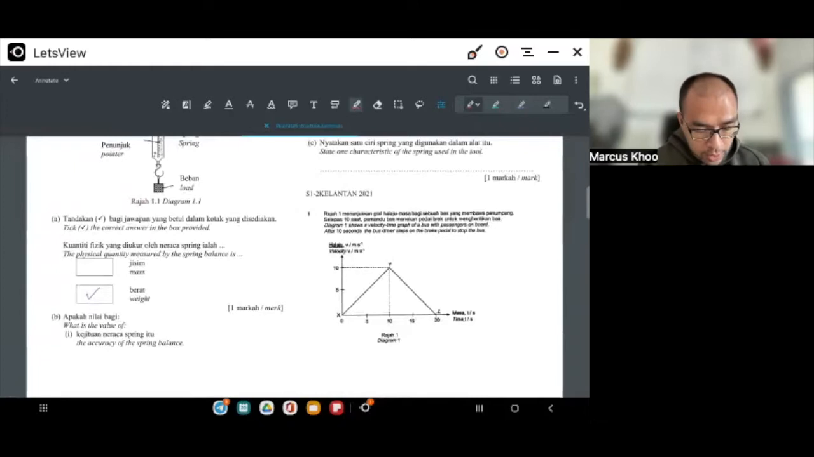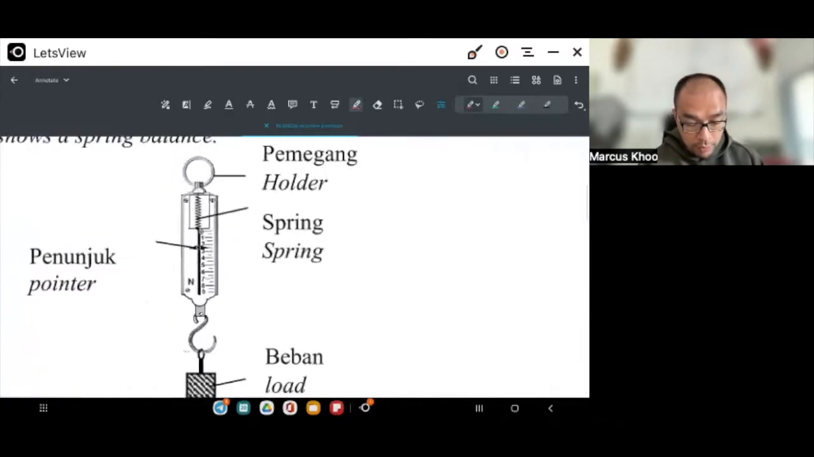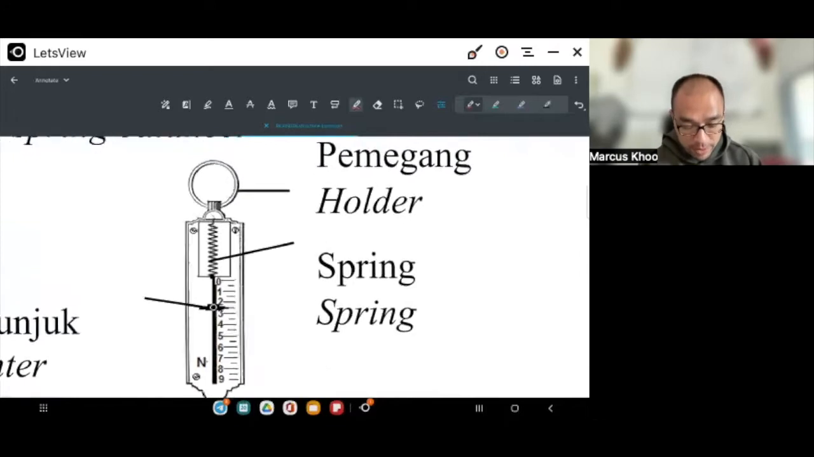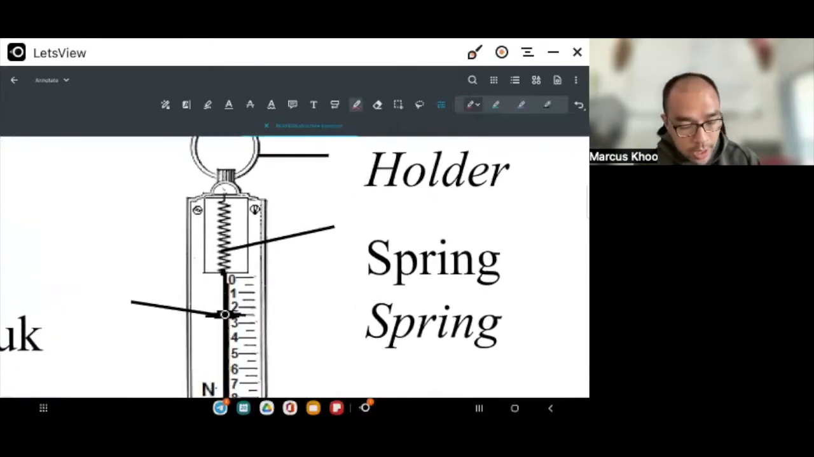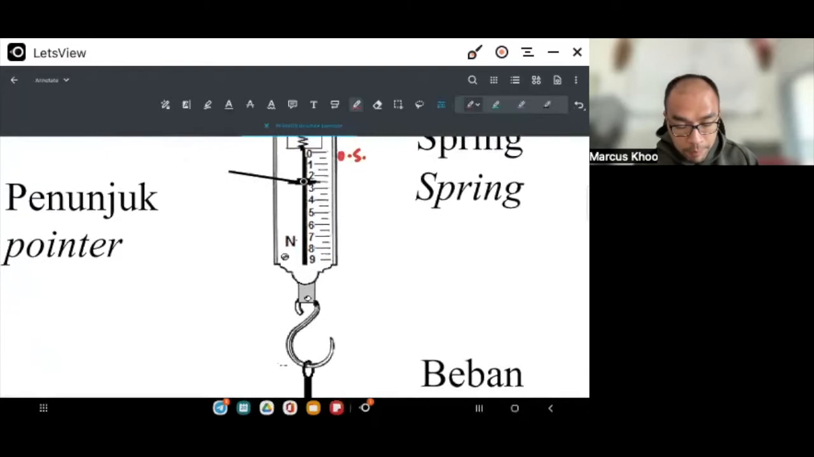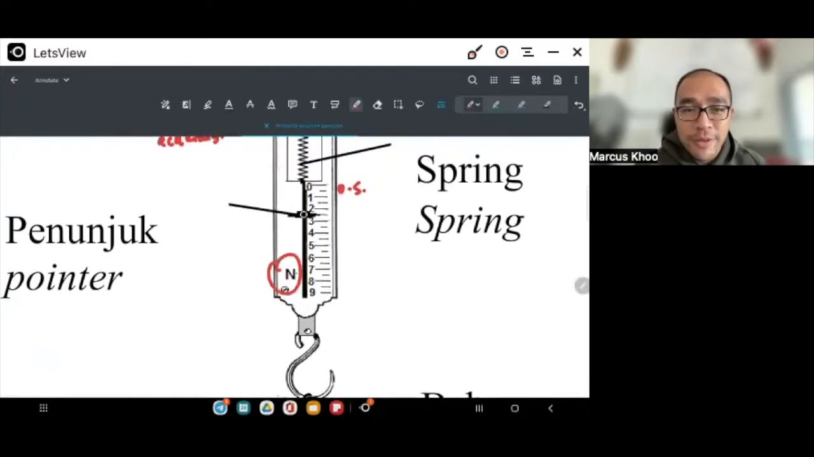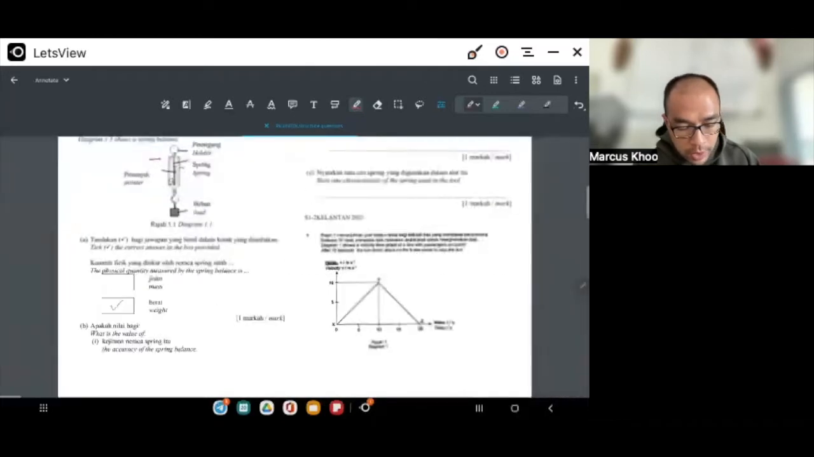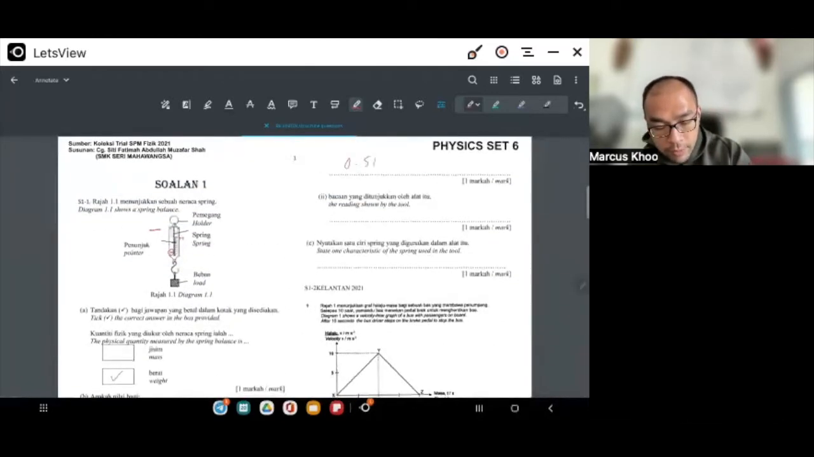What is the value of the accuracy of this one? If you look at it, I have to zoom in a lot closer. When we're talking about the word accuracy, we're looking at the value of the smallest line. If we take a look at this, it's 0 and then 1, and in between there's one line. Since there's only one line, it'll be 0.5. We have to take it as newtons, because it's given in the question. So the accuracy of the spring balance is 0.5 newtons.